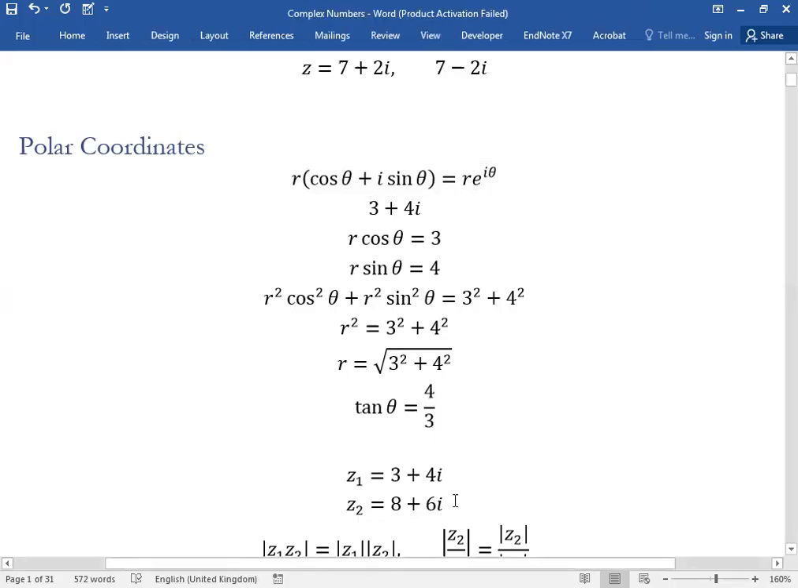Okay, class, I've given you two complex numbers here, Z1 and Z2. I want you to do one thing. I want you to find me the product of Z1 and Z2. Can you find the product of Z1 and Z2? The product of the complex numbers.